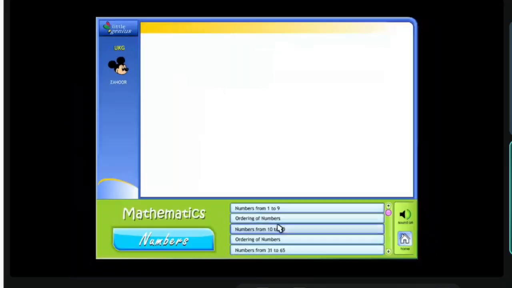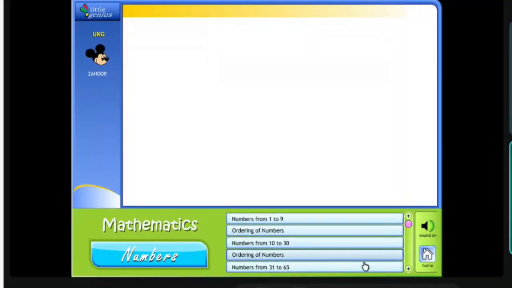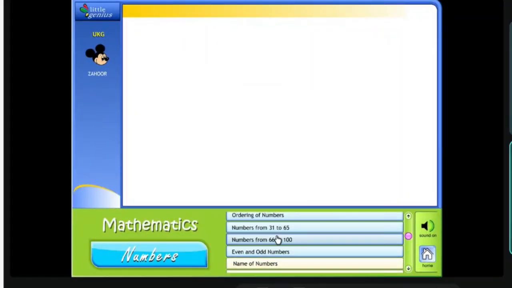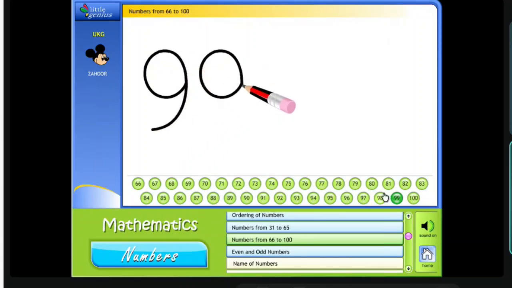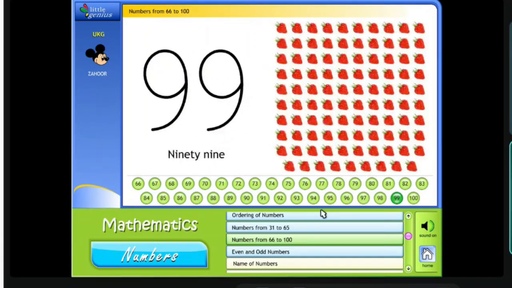Then if they go to numbers, they can learn how to write numbers up to 100. How to write, see. And it is shown what number is represented.